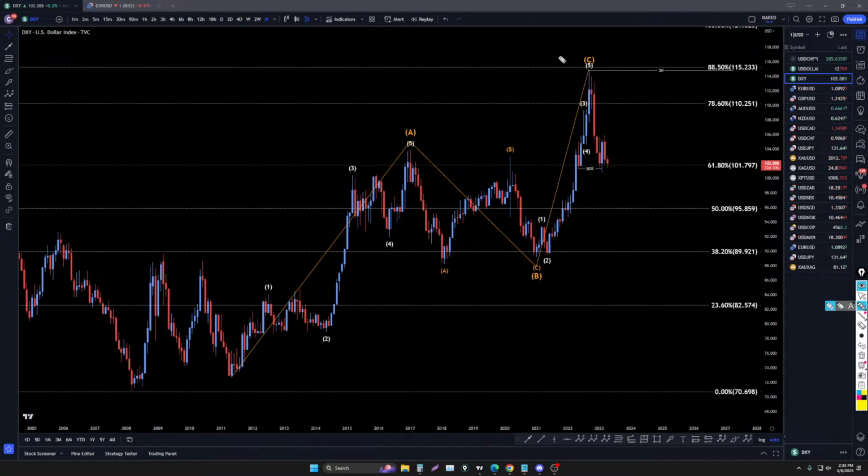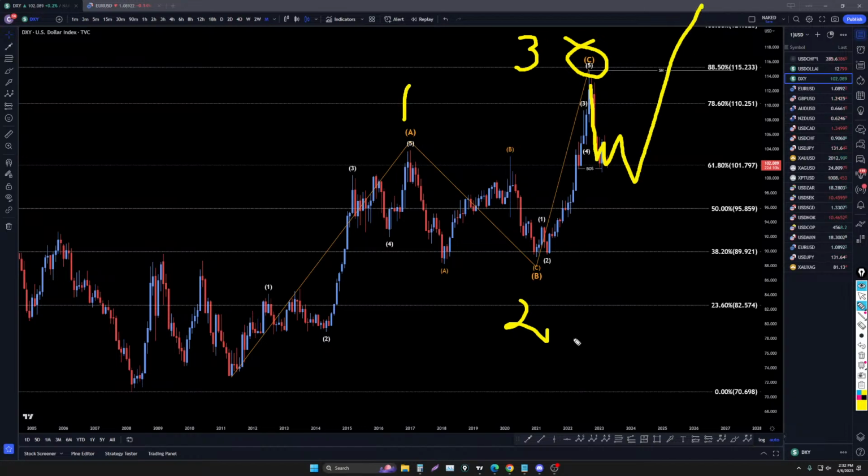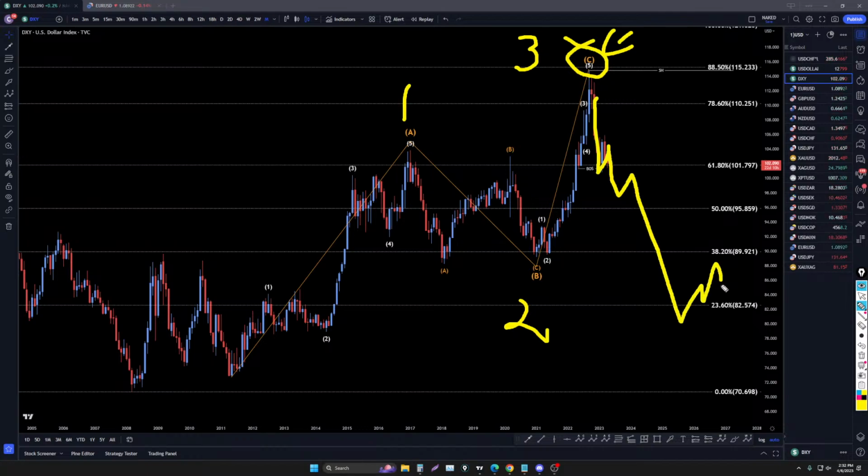Possibility number one is that this is the end of a wave C on the monthly. Possibility number two is that this is a 1, this is a 2, and this is actually a wave 3. And if this is a wave 3, that means this move down is going to be a crescent, and it will probably eventually end up looking like that. If it's a wave C, this right here is a wave C, then that means that this move down is actually going to end up doing something like this, making lower lows and lower highs.